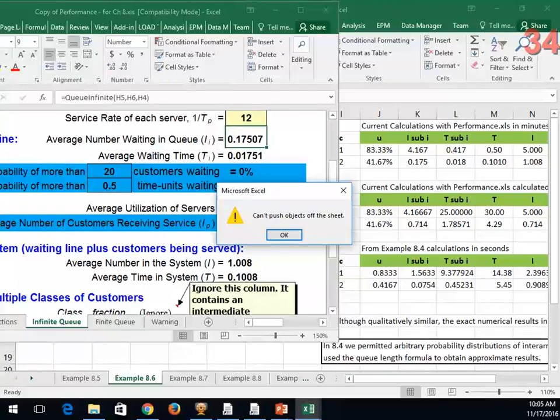So again, if I know that the average time in the system is 0.1008, and I know that the average waiting time is 0.0175, I can then give the average processing time by taking the difference between those two. Okay?